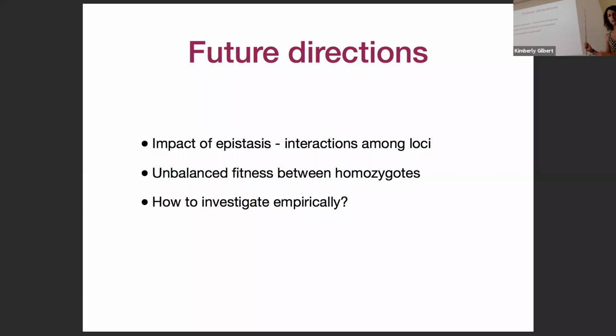Otherwise, I think identifying individual loci that we know to be underdominant is probably a very difficult task to do on a broader scale across many species.